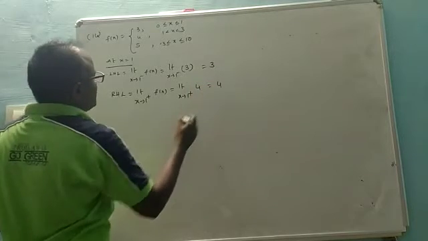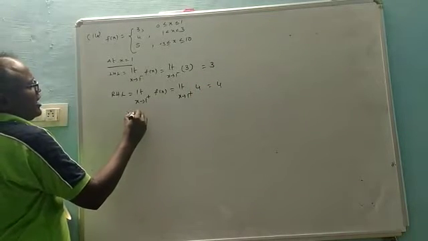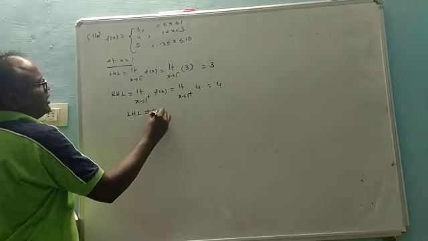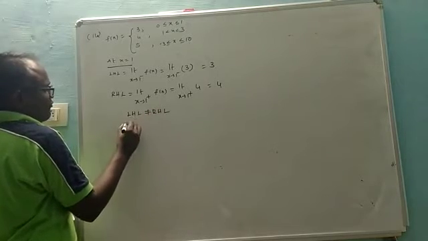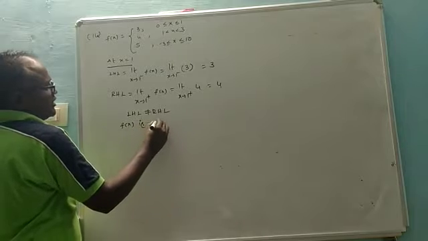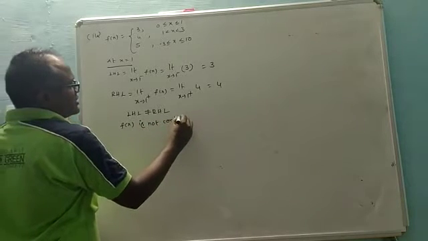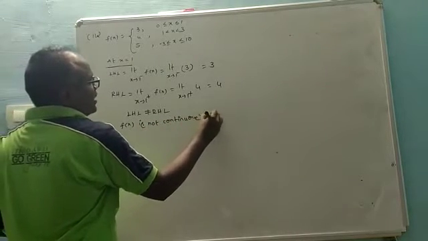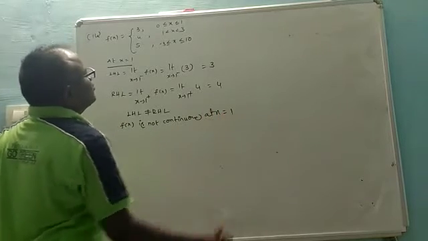Okay, it is 4. What about left hand limit? Left hand limit is not equal to right hand limit. Therefore f of x is discontinuous. F of x is not continuous at x is equal to 1.